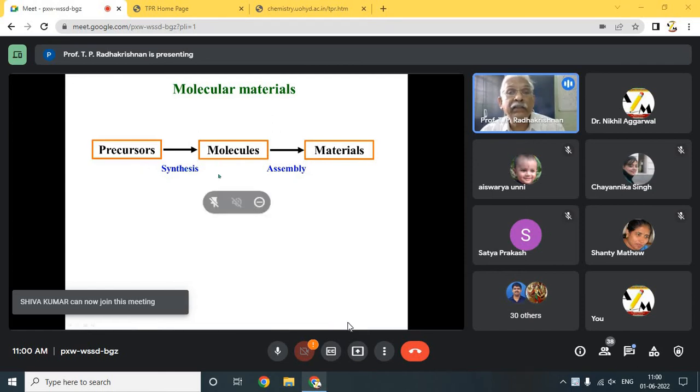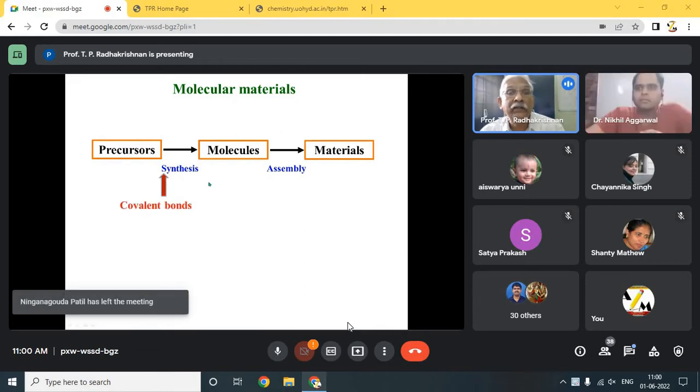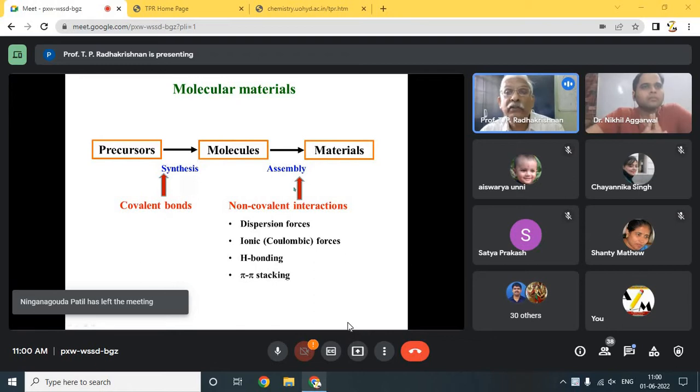Normally, the important criterion of molecular materials is that you make molecules using standard synthesis, making covalent bonds, and then assemble them into materials using a variety of non-covalent interactions. So this is the second point: you have weak interactions which assemble them, which allows you to also take it back to molecules and reiterate, something like a cyclic design, an iterative way to obtain materials properties of interest by tuning the molecules through synthesis and assembly.